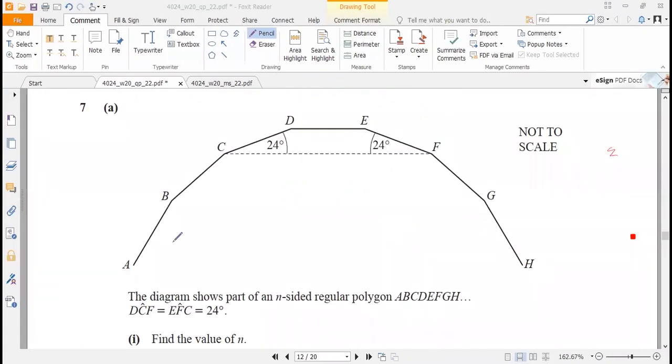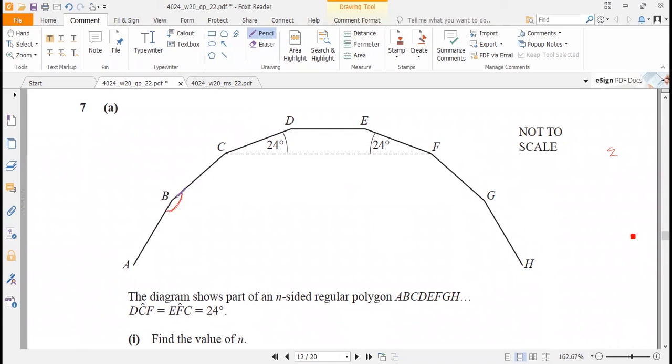In question number 7, we have this polygon and there are an unknown number of sides. We need to find out the value of n, that is the number of sides. We have the data that angle DCF is equal to angle EFC, these two angles are equal to 24. Okay. So for this, firstly, we need to find out this angle. This is a regular polygon. It means that all the angles are the same.